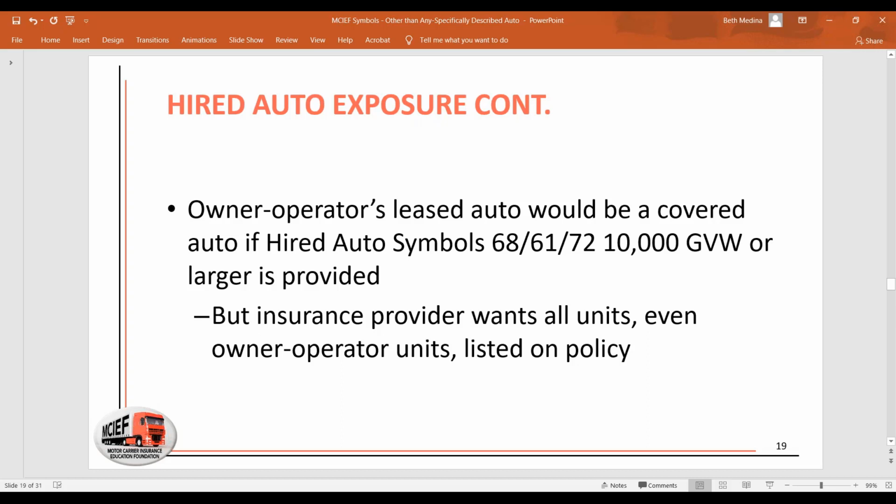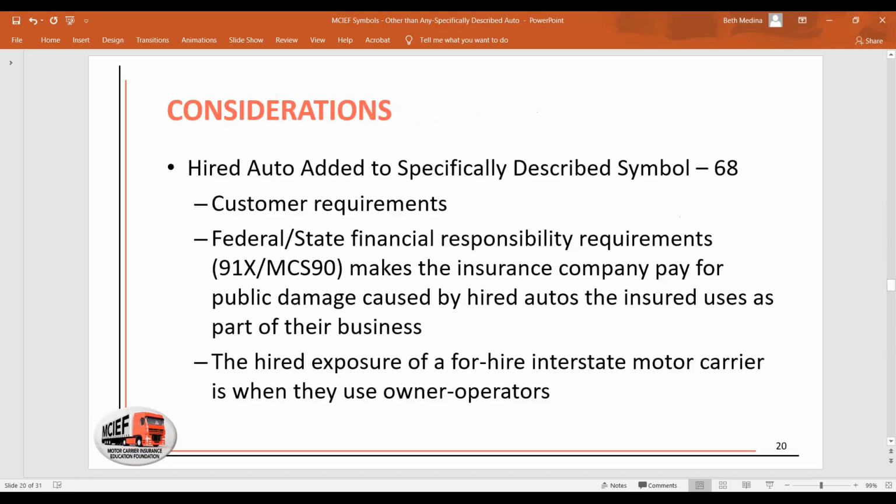It's easier to monitor this and collect the premium up front than it is later in an audit situation, which might or might not be collectible after the fact. So even though it would be a covered auto if it's an owner-operator's vehicle, the insurance carriers will want even the owner-operator's vehicle scheduled on the policy, and they go to great extent to make sure that they're doing that, and the retail agent needs to understand that.